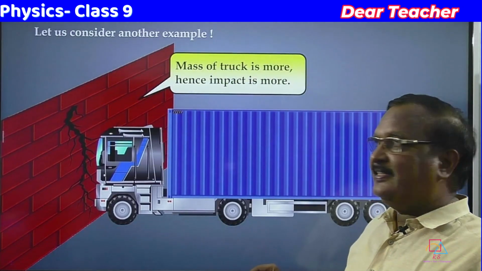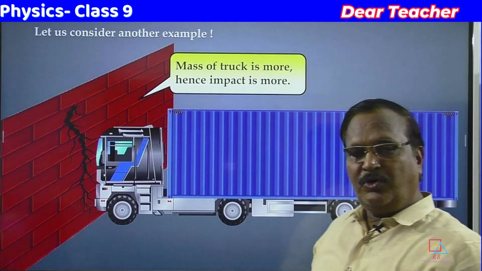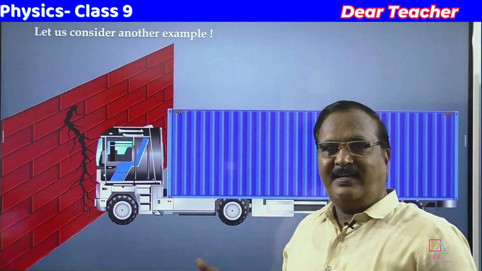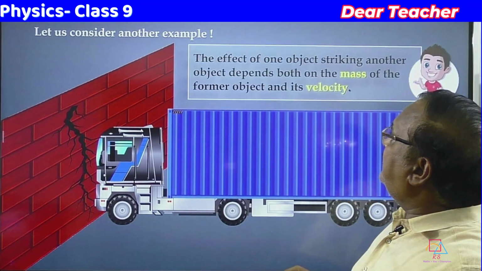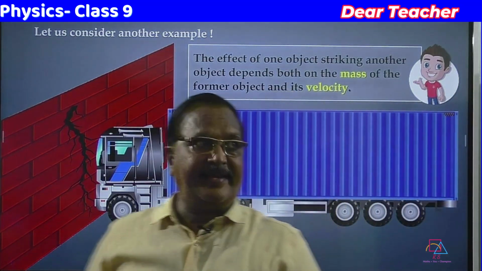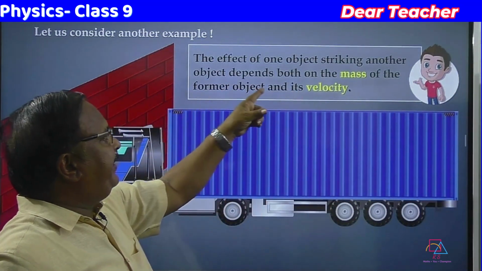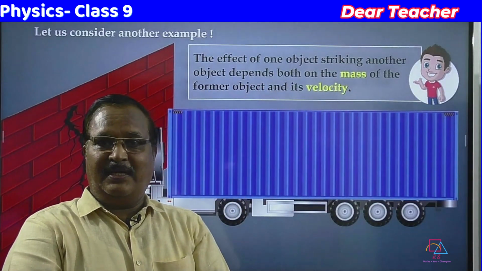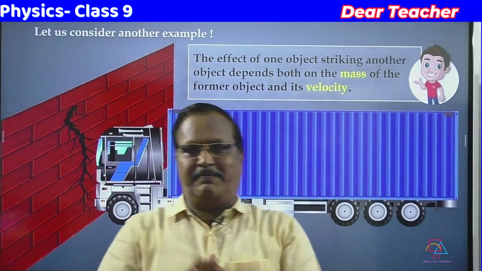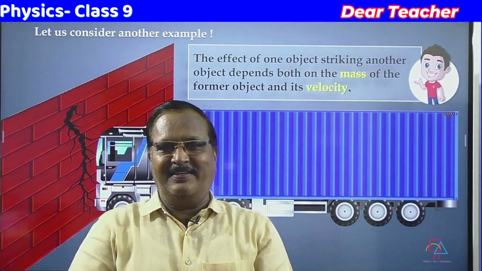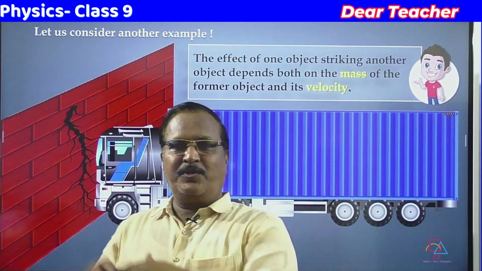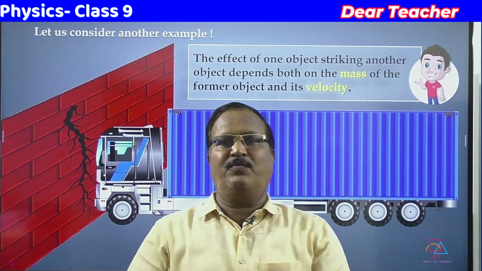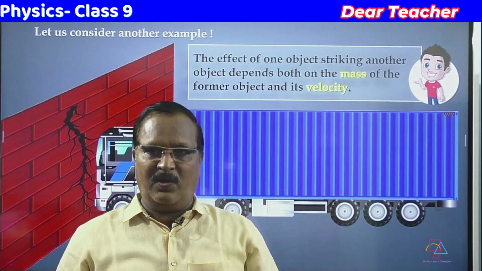So in both the cases, the mass of the truck is more than the cyclist. The truck is heavy. So the effect of one object striking another depends on the mass of the former object. In both the cases velocity is the same but mass is different. So what happened? It broke the wall. That is why momentum depends on two things: one is mass, the other one is velocity.